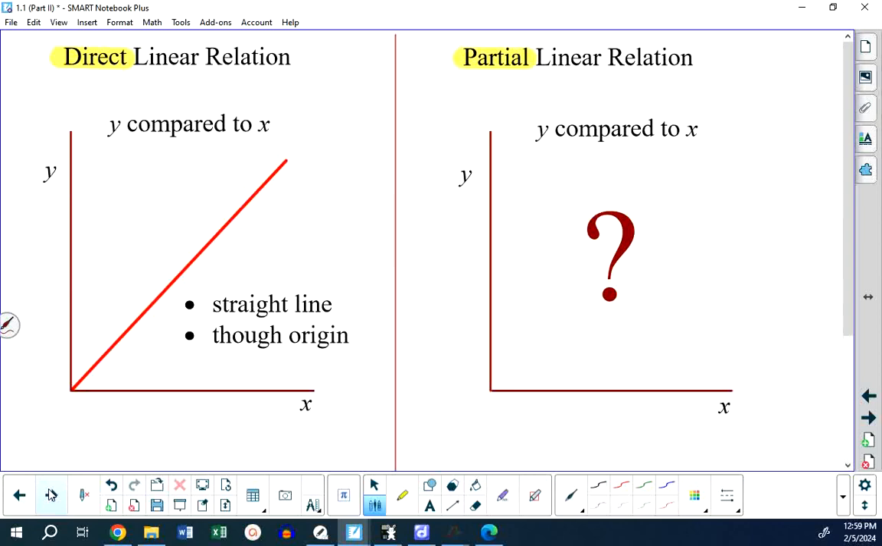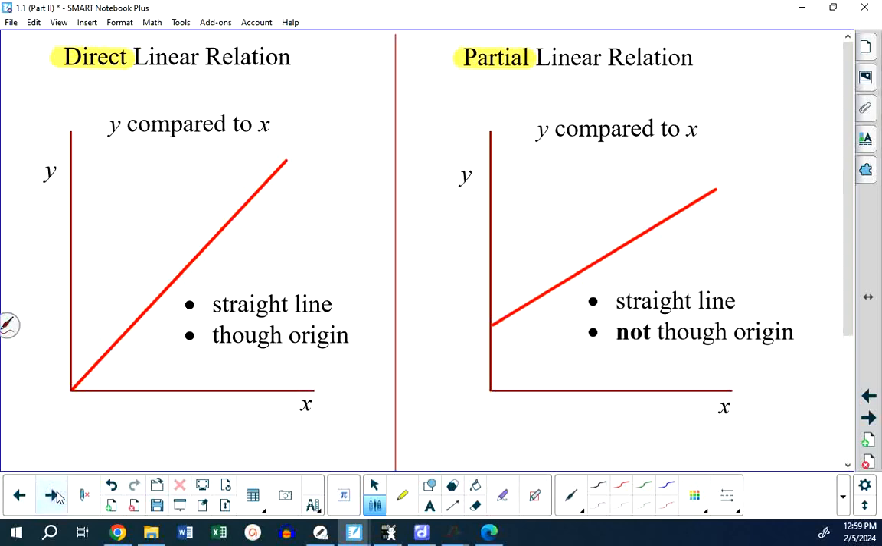So, remember I started off the lesson by showing you this? Well, that's partial. We still put the dependent variable on the vertical axis. We still put the dependent variable for y. We put the independent for x. We still say y compared to x. We are still comparing the dependent compared to the independent. But it's a straight line that does not go through the origin.